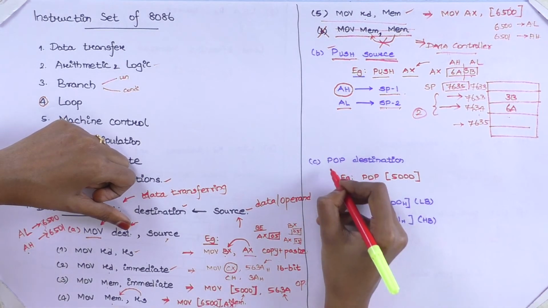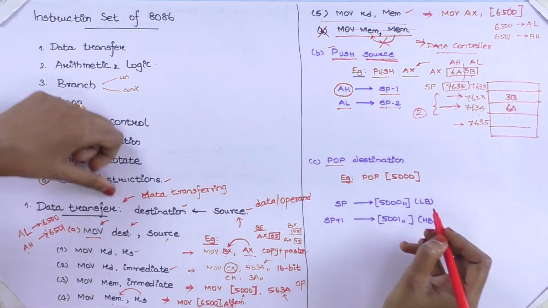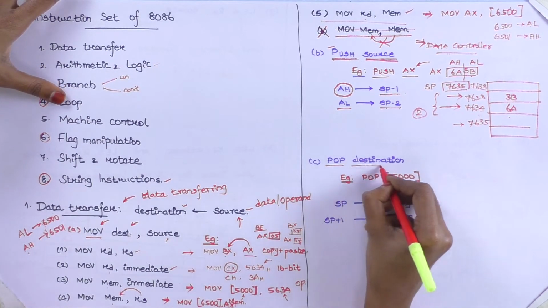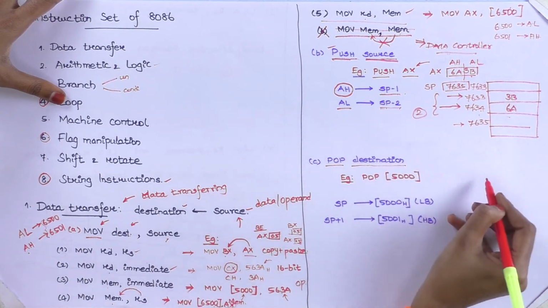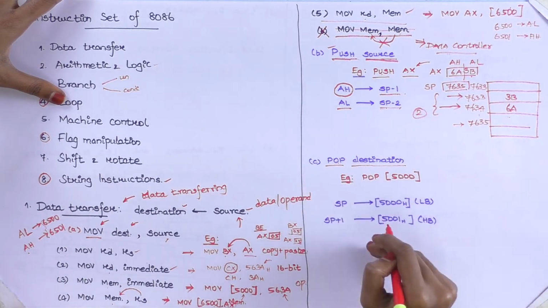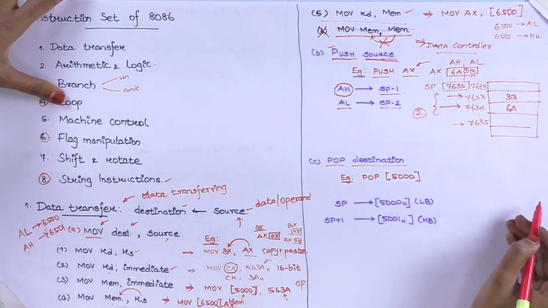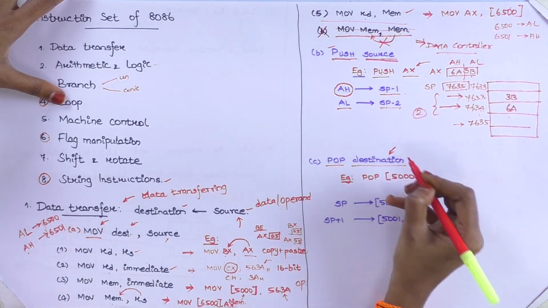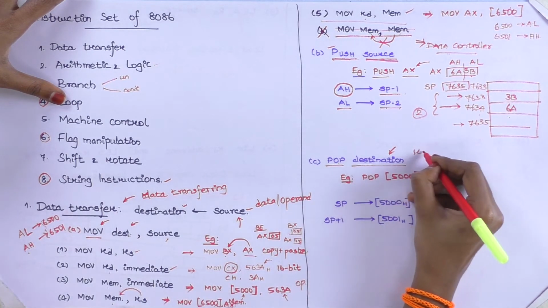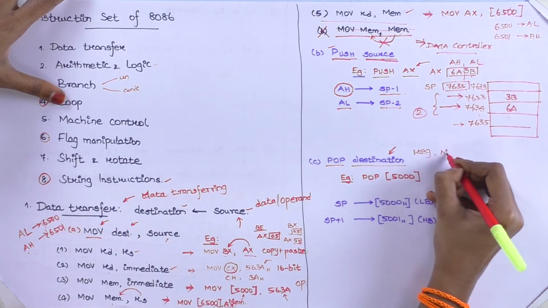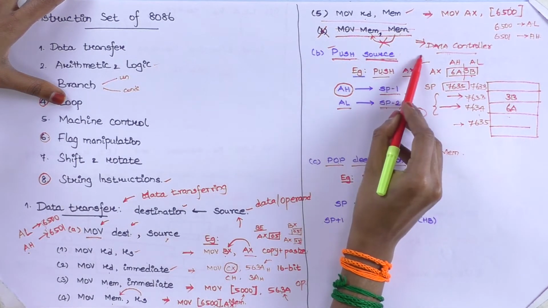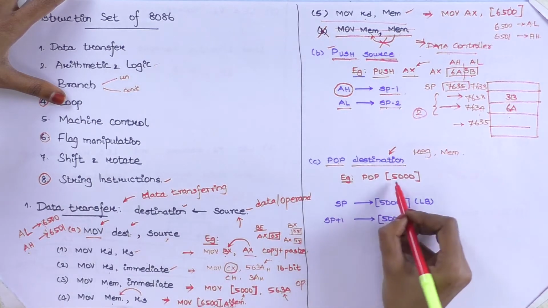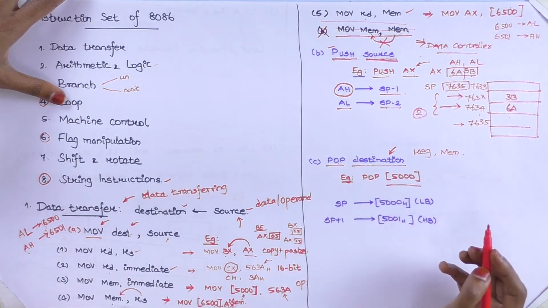Fine. So, the next is pop instruction. In pop, you have to give the destination, because in push you are giving a value to the stack, in pop you are getting a value from the stack. So, you have to give where your value should be stored. It can be a register or it can be a memory location. Here also the same, the destination can be a register or a memory location. Here I have taken a memory location as an example.